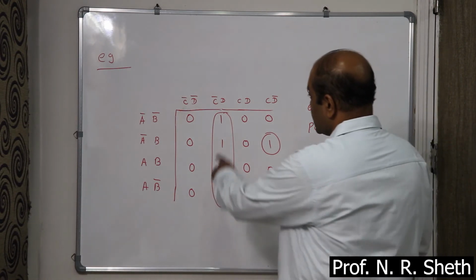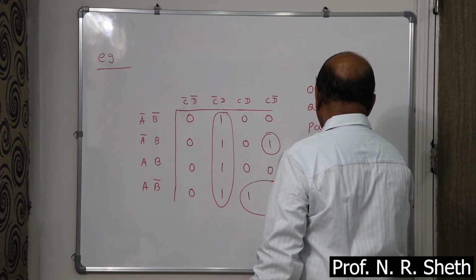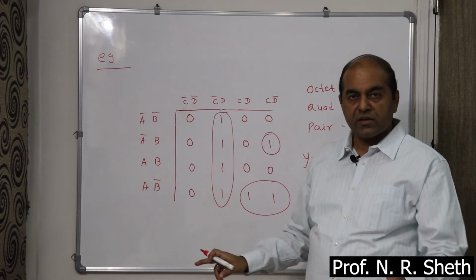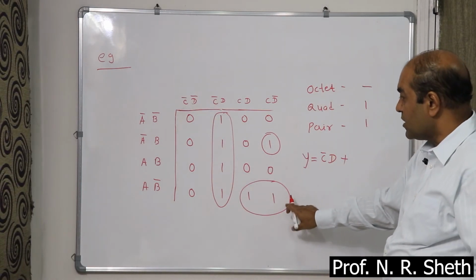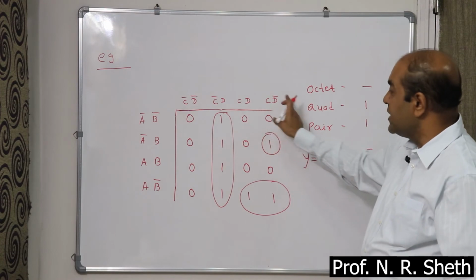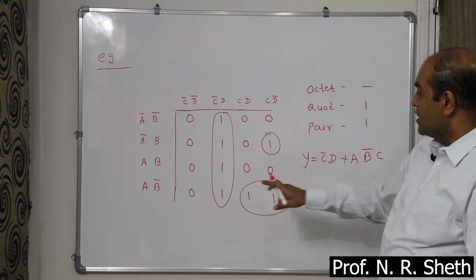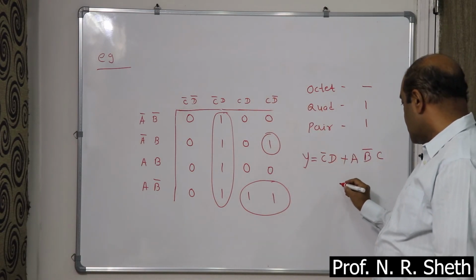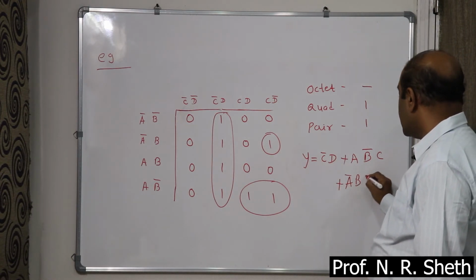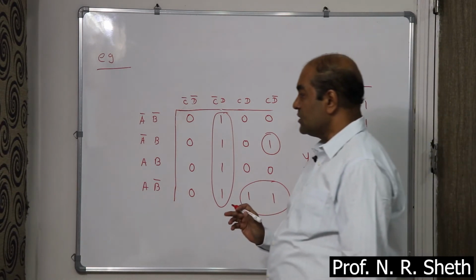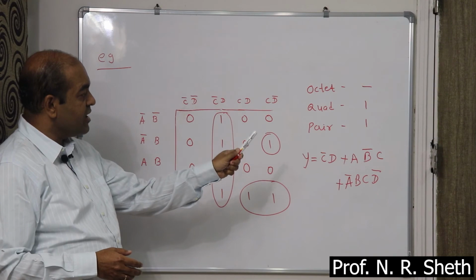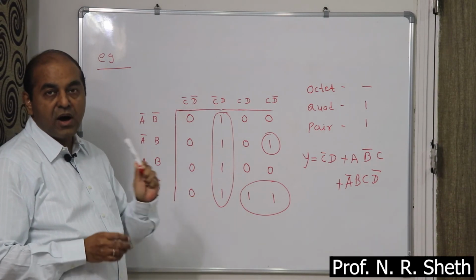So your equation, this part is C bar D, because A bar, A bar, A, A cancel, B bar, B, B, B bar cancel, so only C bar D. This part A, A, B bar, D, D bar cancel, so A, B bar, C. And the last one, that is this isolated, nothing is cancelled, so A bar, B, C, D bar. This is your Boolean equation, C bar D plus A B bar C plus A bar B C D bar.